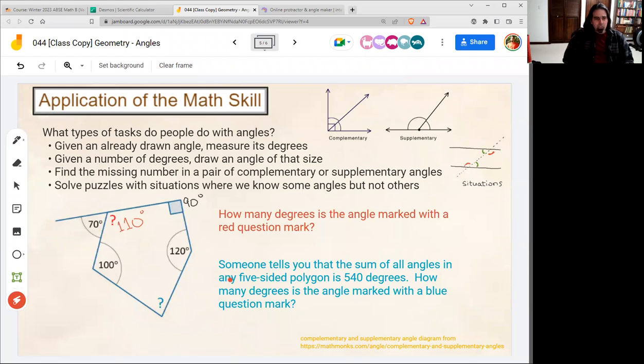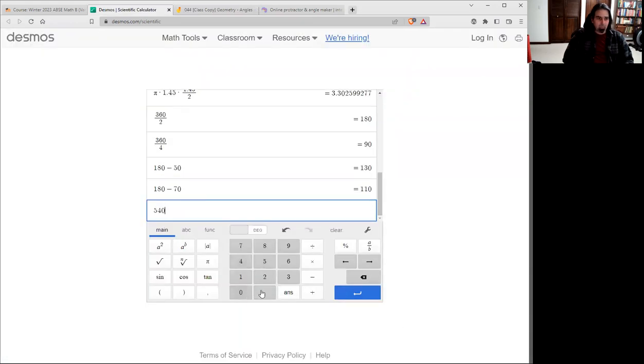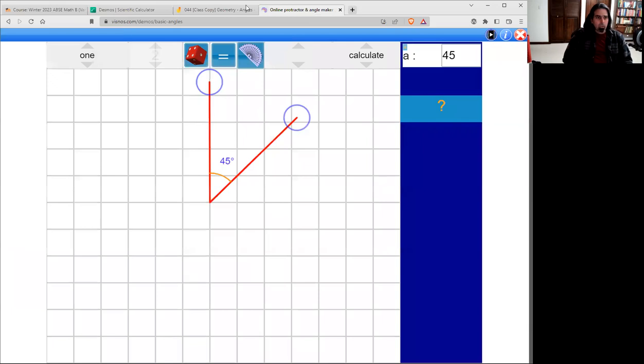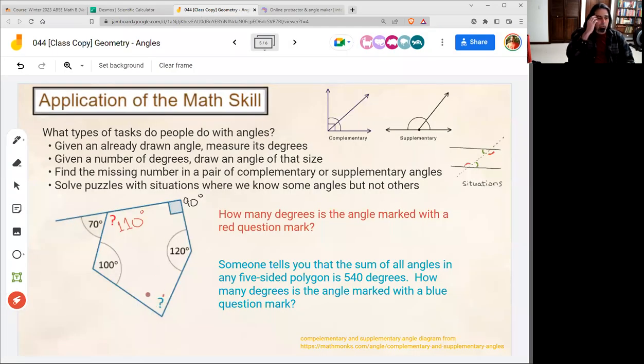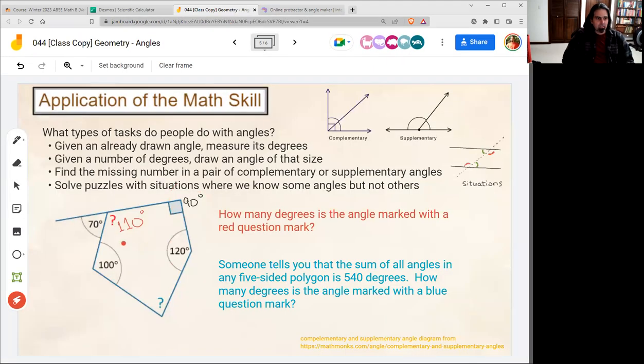Somebody tells us that the sum of all the angles inside a five-sided polygon, 1, 2, 3, 4, 5, is 540. So if the whole thing is 540, how much is left over on the blue angle? Well, we have to take away 100 and 110 and 90 and 120. Take away 100, take away 110, take away 90, take away 120, and what's left is another 120.